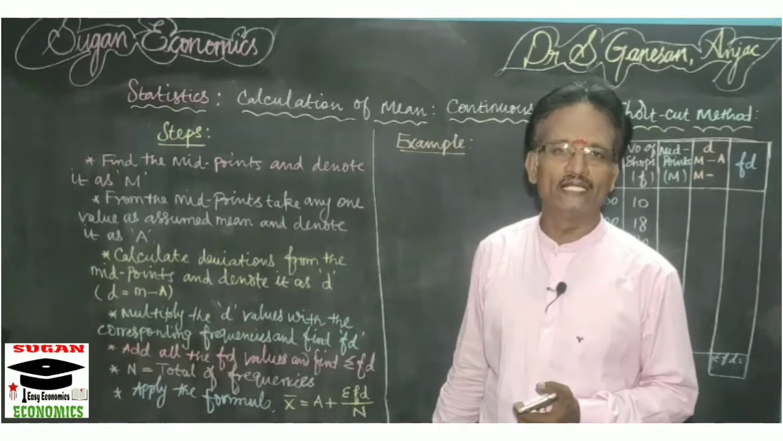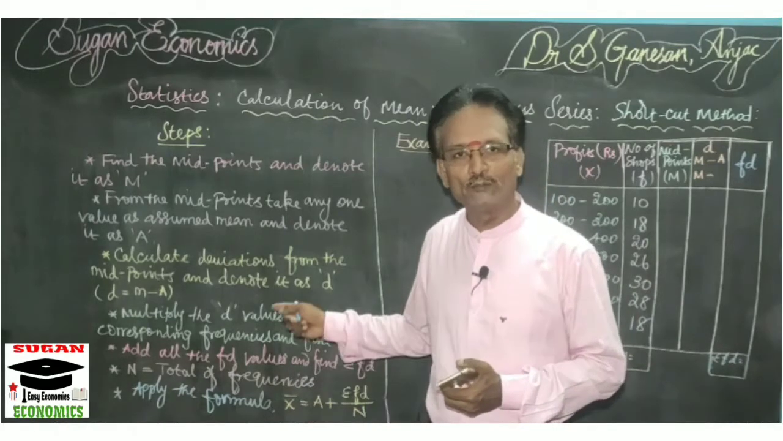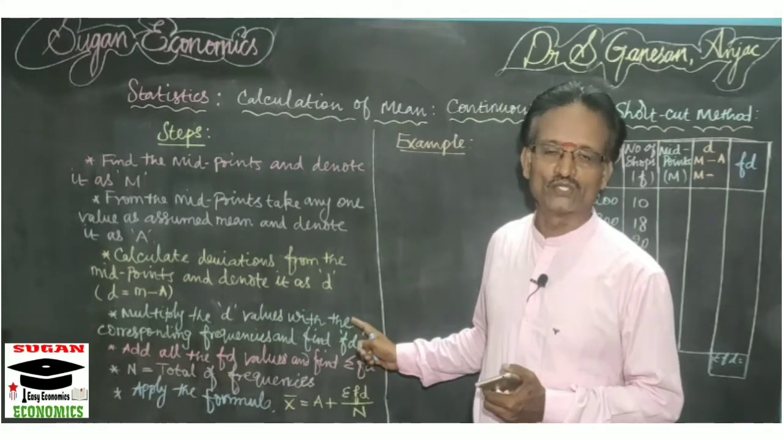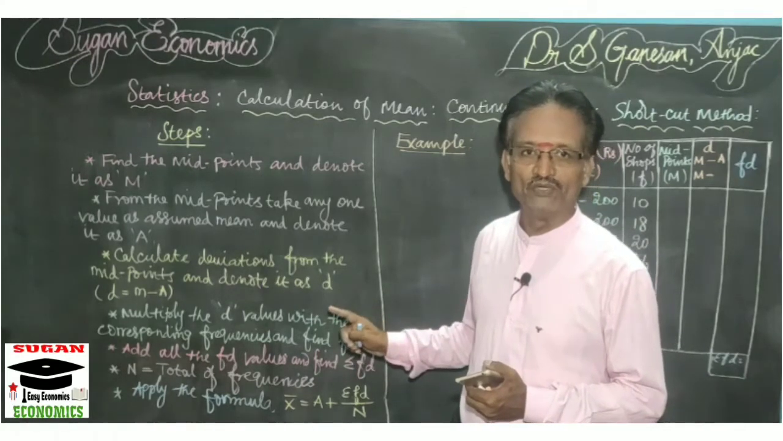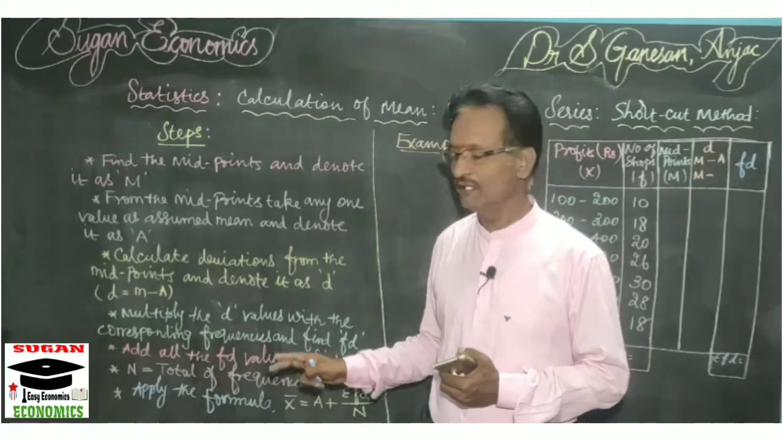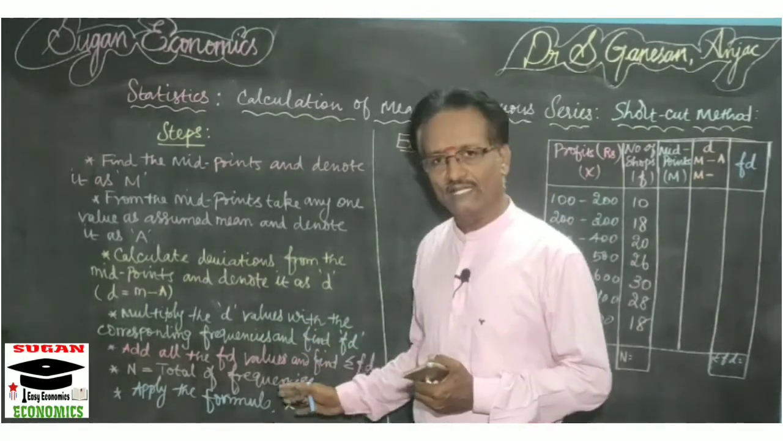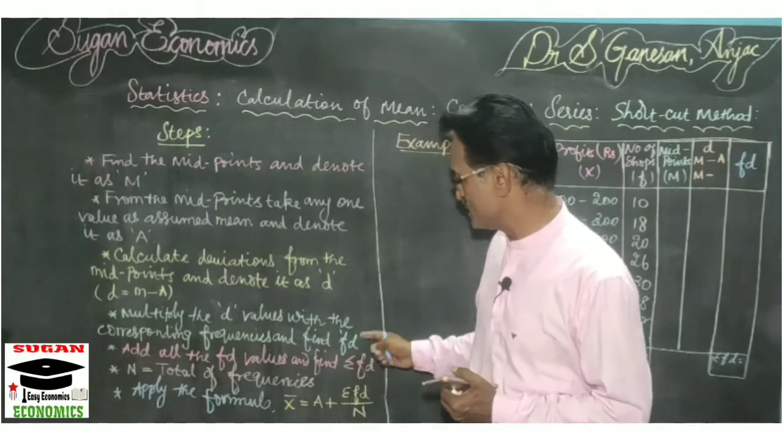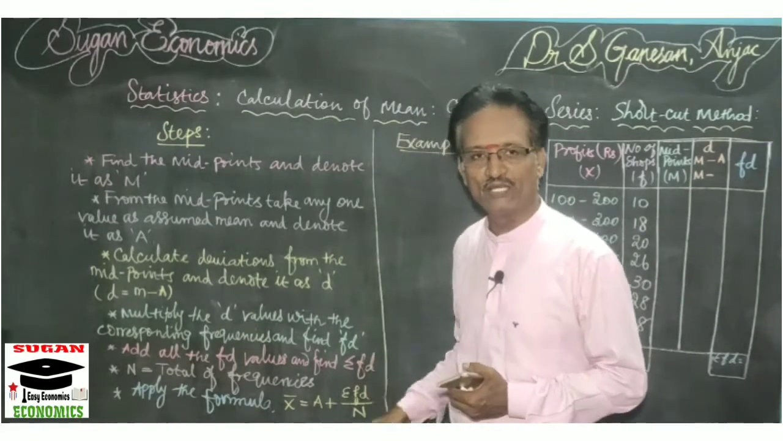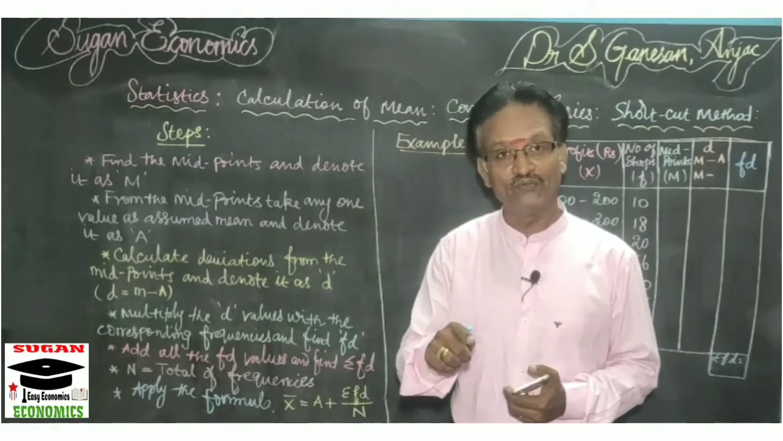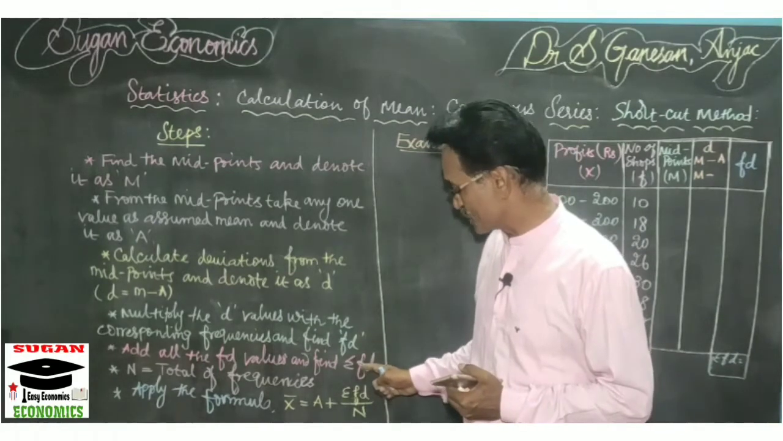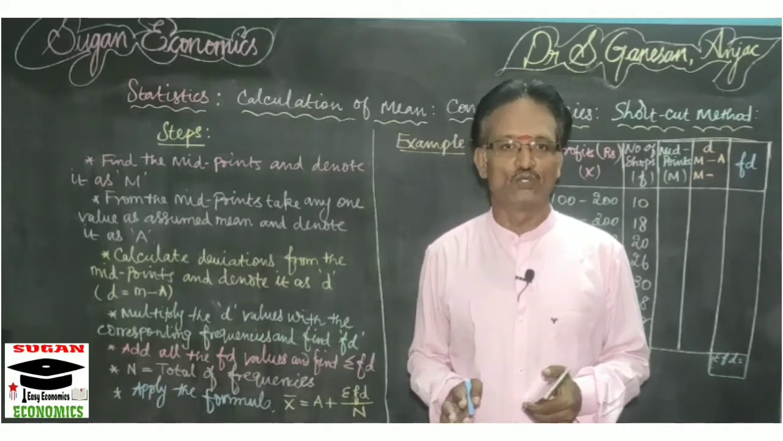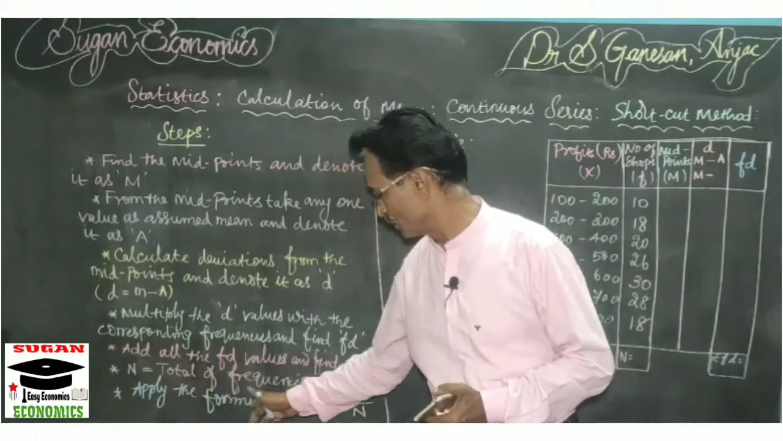Then after calculating the D value, we multiply the D values with the corresponding frequencies and find the FD value. So FD is nothing but the product of frequency and the corresponding deviation value. Then you take the total of the FD values, denoted by sigma FD. Simply add the FD values and that gives sigma FD. Then you find the N value. N is nothing but the sum total of frequencies. So N equals the total of frequencies.